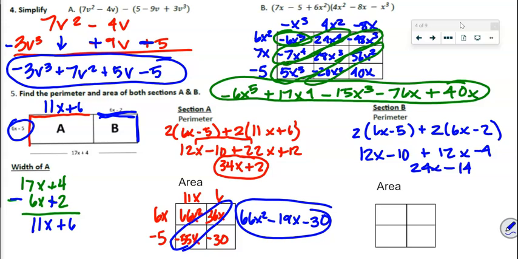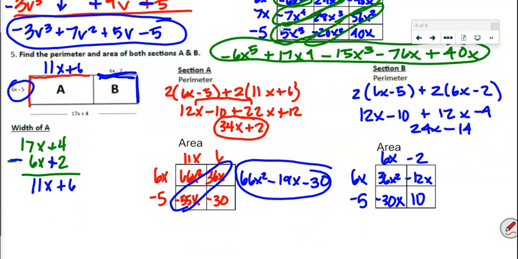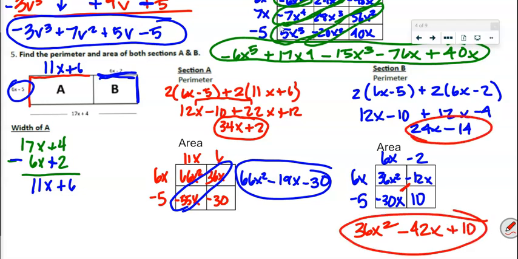Okay, so once again, we're going to multiply these. So we're doing our 6x and our minus 5 here. We're doing our 6x and our minus 2 there. So 6x times 6x is 36x squared. This is minus 12x. This is minus 30x. And then negative 2 times negative 5 is positive 10. So here again, we're going to combine some like terms. And our answer is going to be 36x squared. Remember, we're combining these right here. So it's going to be minus 42x plus 10. And those were our answers there.